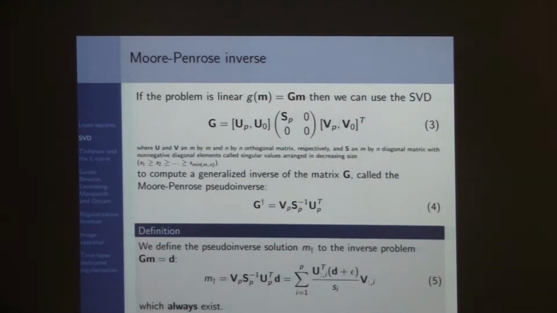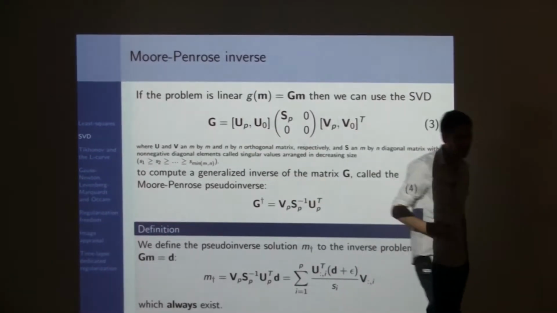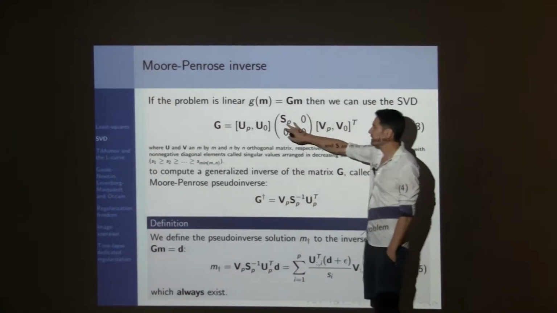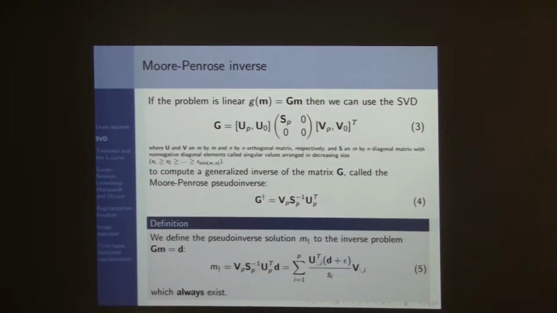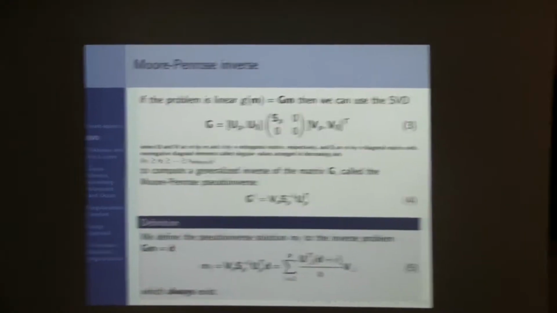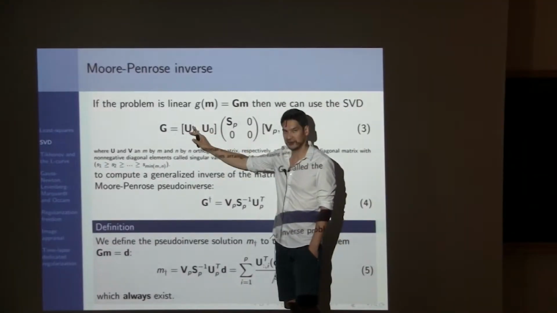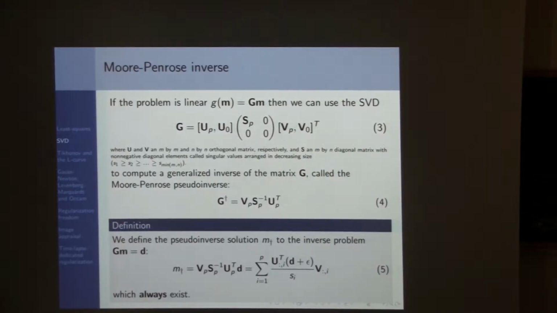So this slide is ugly, but it's the singular value decomposition. The singular value decomposition allows you to decompose any matrix, and we will take that matrix as the forward mapping, into 3 matrices, one of which is diagonal, containing singular values. The two others, U and V, are orthonormal matrices. The columns of U span the data space, and the columns of V span the model space.